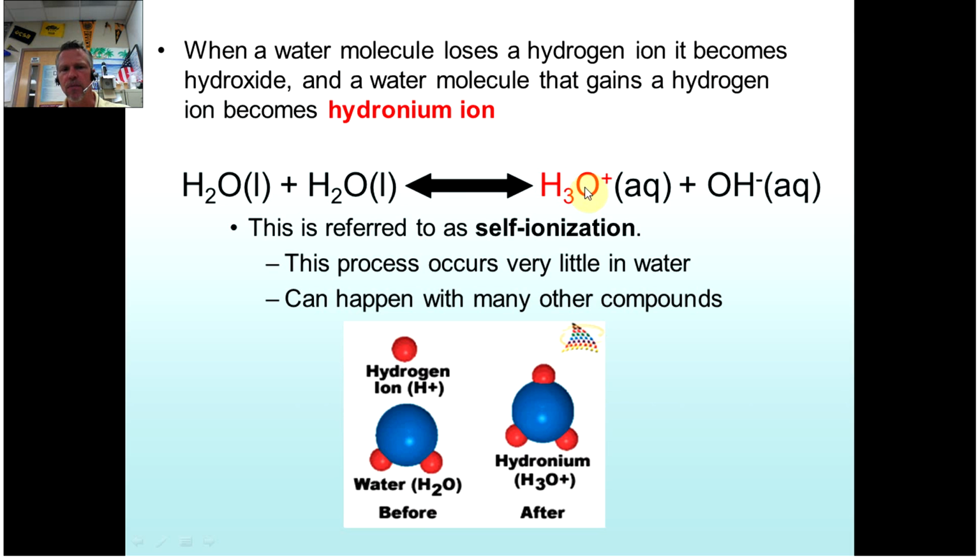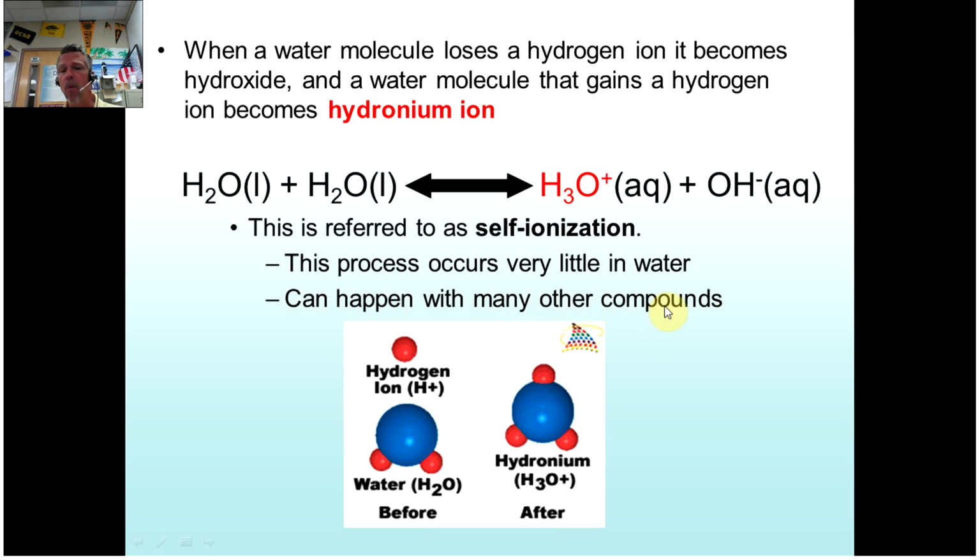A lot of times we'll simply talk about something losing a hydrogen ion and producing H plus and OH minus when water loses a hydrogen ion. But in reality, that hydrogen ion attaches itself to another water molecule to make H3O plus. This is referred to as self-ionization because the only player here is water. This doesn't really happen very much in water, but it does happen a little bit.